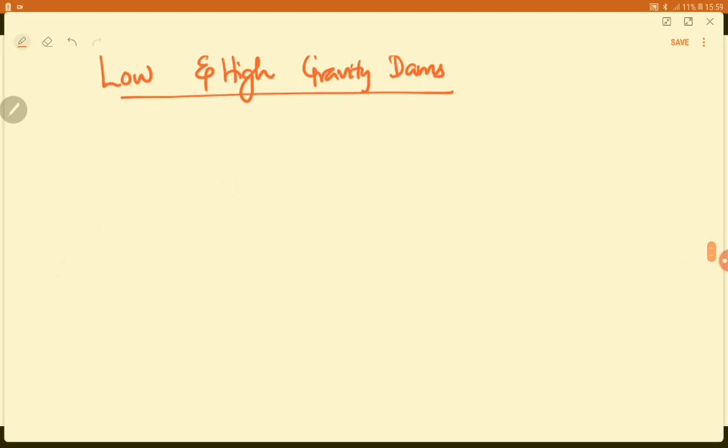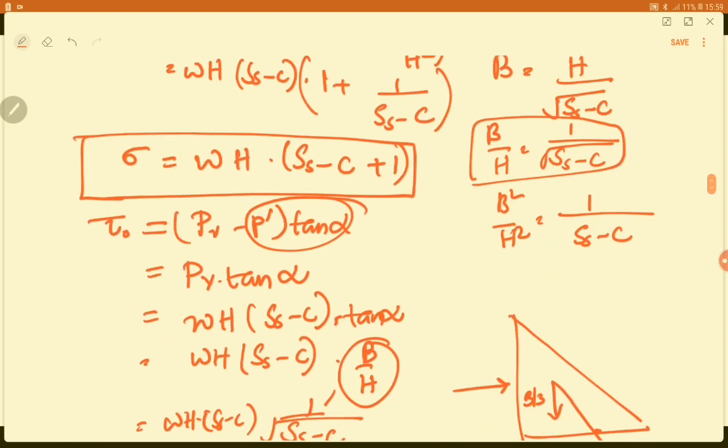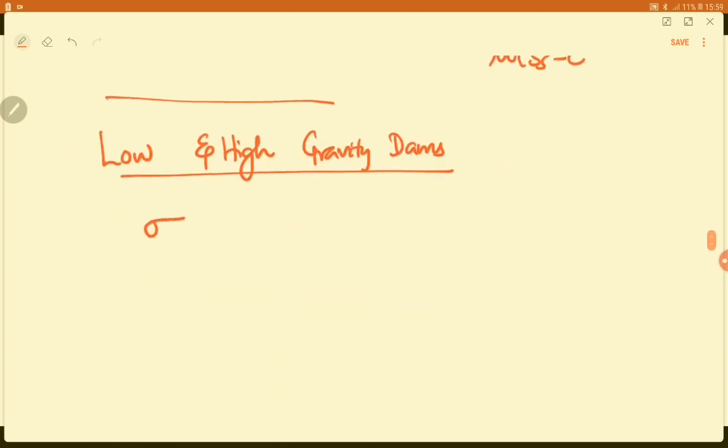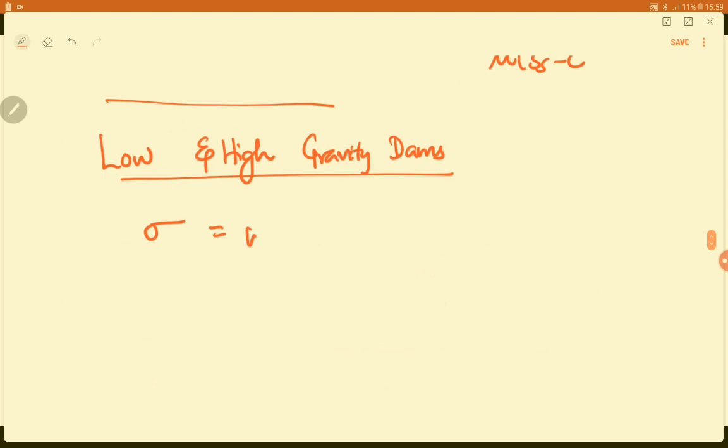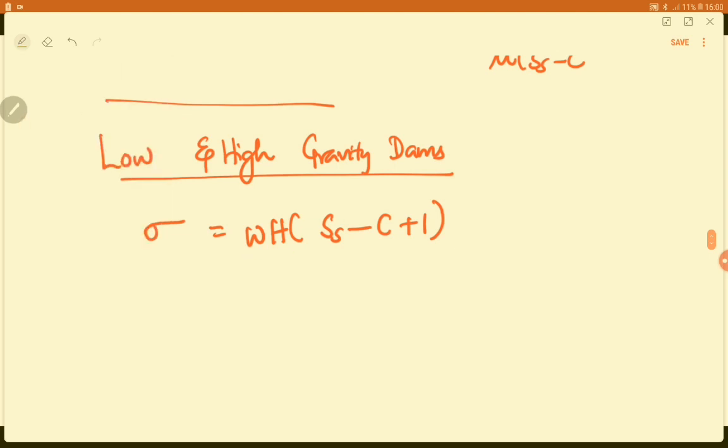You have already found out the principal stress sigma. What was the equation for sigma? The equation for sigma was sigma is equal to W into H into SS minus C plus 1. Okay, you are just rewriting it again. This is the equation for sigma. Just look into this equation. You can see that other than the height, the terms W, SS and C are all constants. So the only variable here is this H, that is the height.